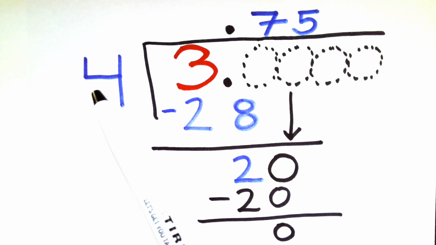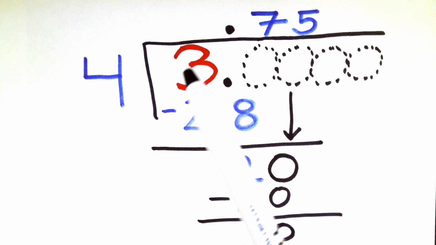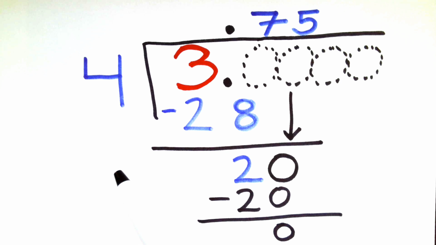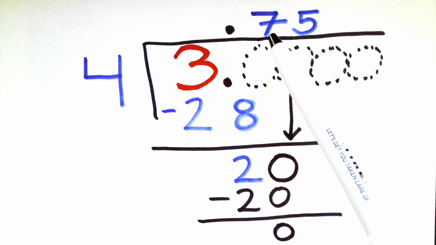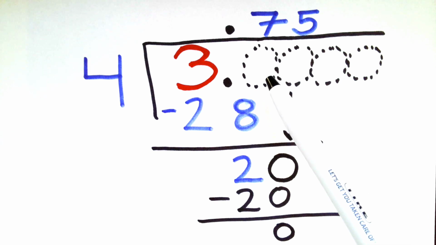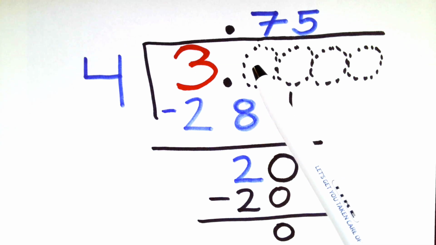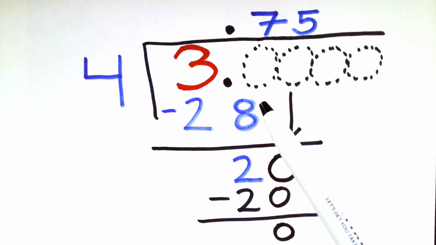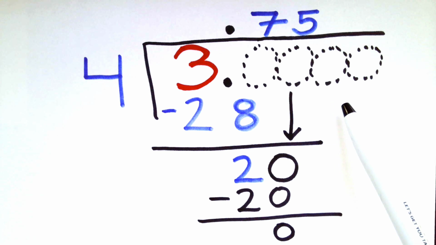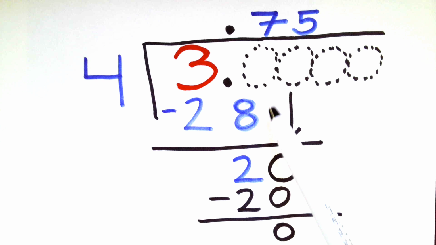So what number times 4 will get me closest to 3? There are no numbers times 4 that will get me 3. So there's your invisible 0, if you look at it there. So let's focus on not 3, but 30, right? So 4 times what number, right above the 0 of the 30? 7 will get me closest to 30 without going over. I know 4 times 8 is 32. So 32 is larger than 30. That wouldn't work at all. So 4 times 7 is 28. That's my product. Product is the answer to a multiplication problem.